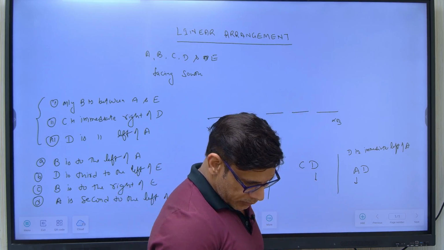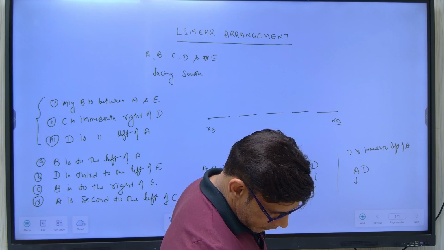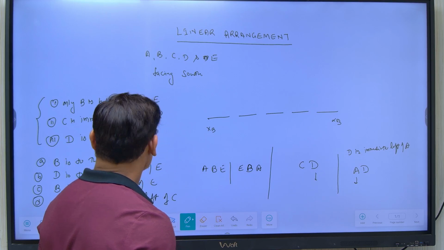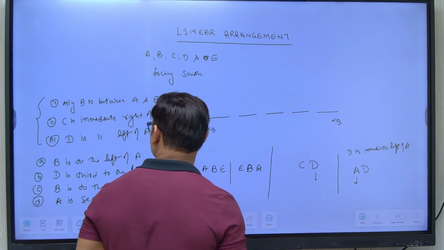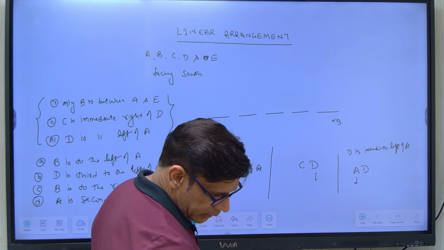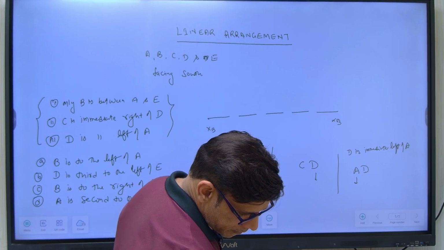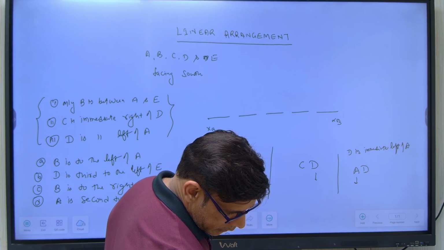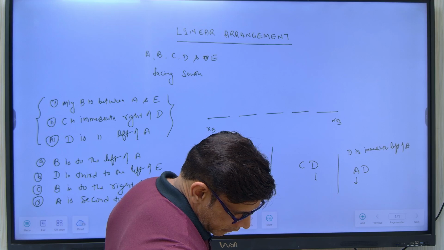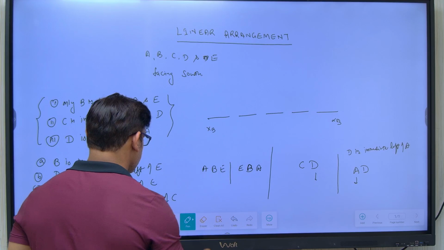Wait. Oh, one point I missed. B is to the left of A. Okay. Now these points are given. Sorry. This is correct. All these three pieces of information are given to us. Only B is between A and C. C is to the immediate right of D. C is to the immediate right to E. Sorry, this I wrote it wrong.